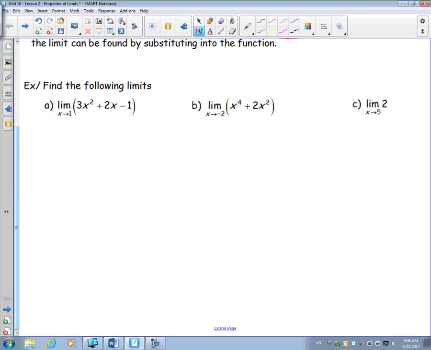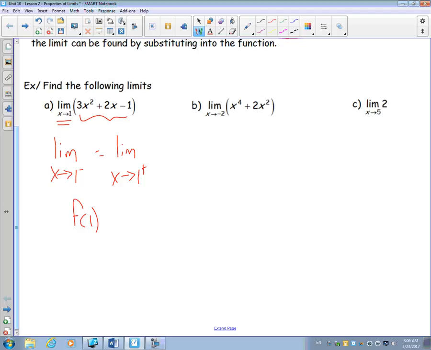Let's look at an example. I have myself a polynomial, a quadratic. What happens as I approach 1? Well, I could try a little bit below 1 and a little bit above 1, but it's actually faster to find f(1), because I know it's going to exist.